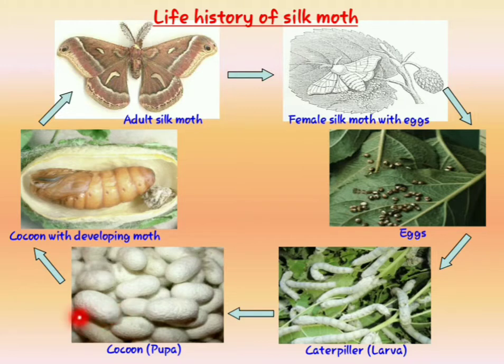And do you know how we are obtaining silk? Yes, we are obtaining silk from this cocoon. Can you see the cocoon? Yes, this cocoon has silk in it. Okay, so we take this cocoon and remove the silk out of it.